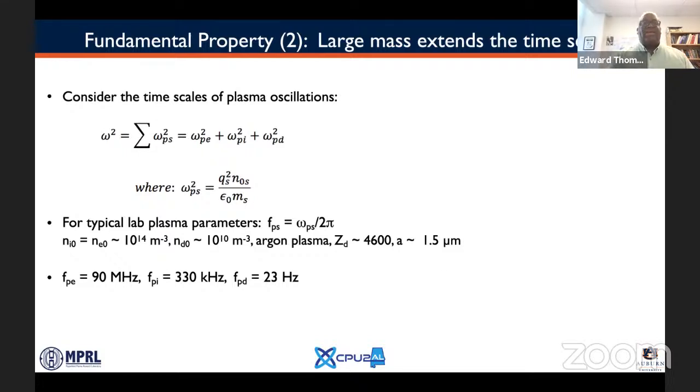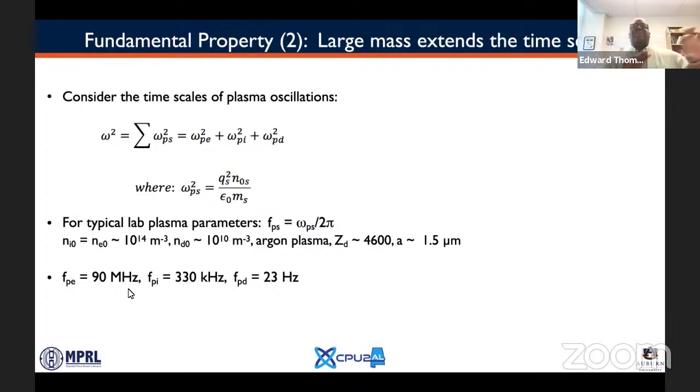One of the ways we can calculate that is through a calculation of something called the plasma frequency, which is a fundamental frequency of oscillations. For the electrons, if we plug in all the numbers, the electron frequency that you get is going to be 90 megahertz, 90 million oscillations per second. For the ions, that's going to be 330 kilohertz, 330,000 oscillations per second. For the dust grains, however, that number is only something like 20 hertz, or 20 oscillations per second. Now, what does that all mean?